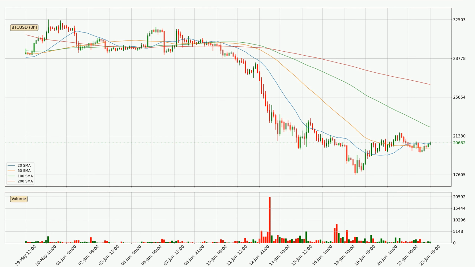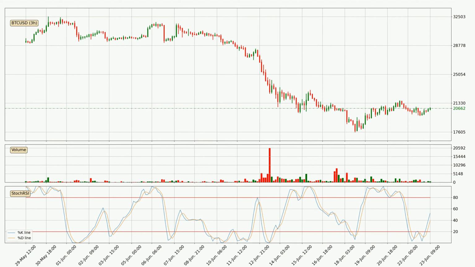Moving to the 3-hourly stochastic RSI, there are no signs of the stochastic RSI being oversold or overbought at this time, but the %K line is over the %D line, which means the current trend is to the upside.